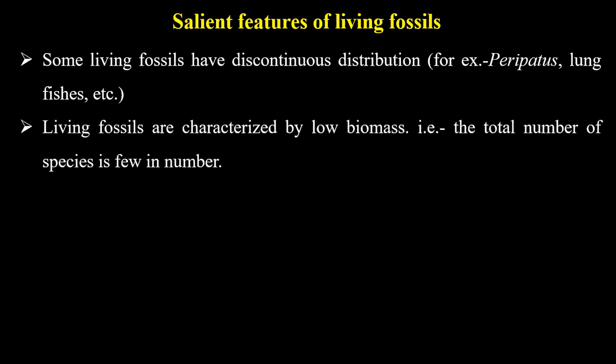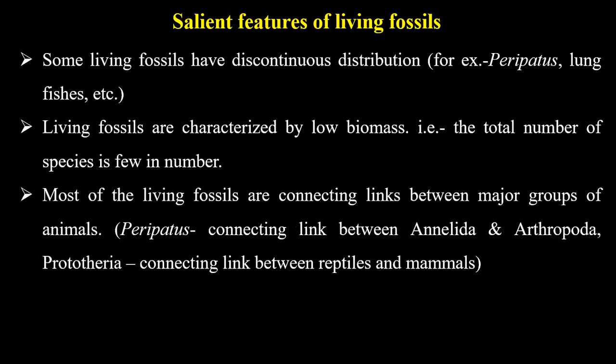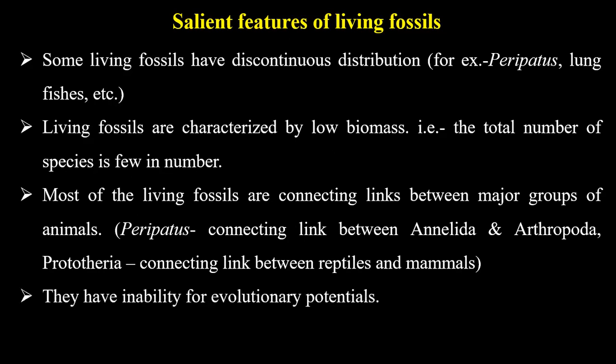Living fossils are characterized by low biomass, which means the total number of individuals is very few. Most living fossils are connecting links between major groups of animals. For example, Peripatus is a connecting link between Annelida and Arthropoda. Likewise, Prototheria is a connecting link between reptiles and mammals. These living fossils have no evolutionary potential, or you can say they do not undergo major changes.